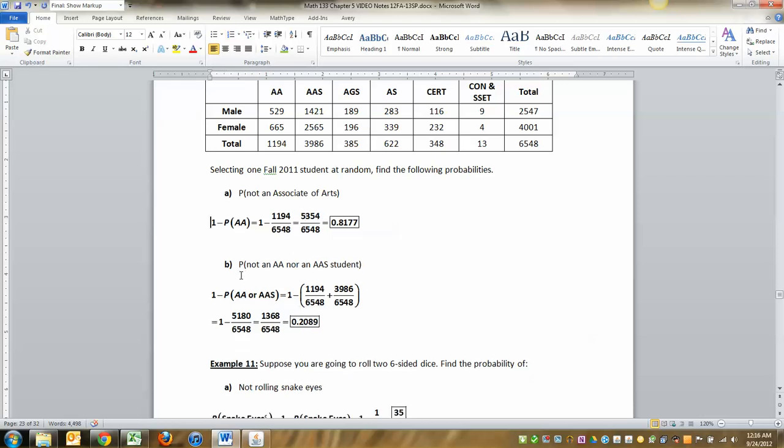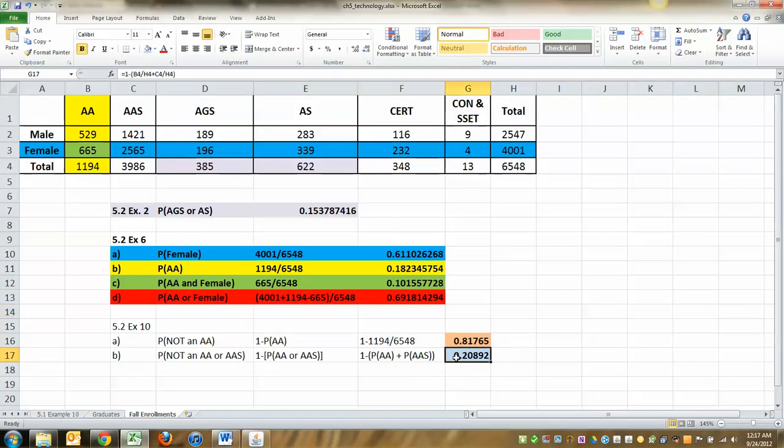Right, the other one we did was you add up AA and AAS. That's 1194 and 3986. You add those two up, right? And that gets you 5180. So then the complement is everything else. So right, it's 1368. In other words, you take 6548 and you subtract 5180, and you're going to get 1368, which is 0.2089, which is what we found right there.